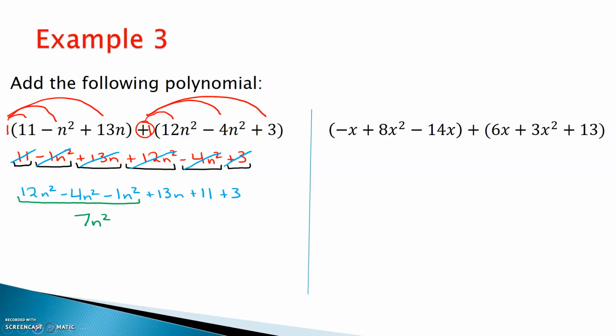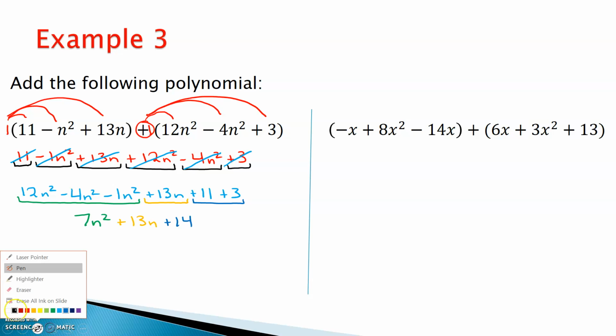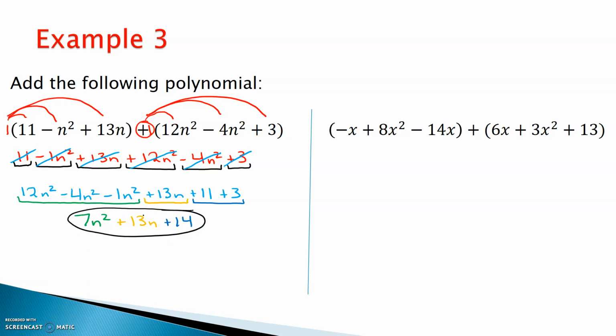Okay, let's go on to the next one here. 13n, anything else you can combine it with? Nobody else has an n, so that's just going to stay positive 13n. All right, and then the last one here is I can actually combine 11 and 3, which just gives us positive 14. All right, that right there, guys, is our final answer. Okay, I want you guys to pause the video, try the second one on the right.